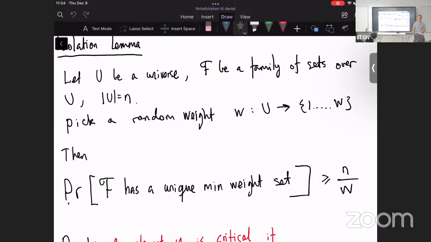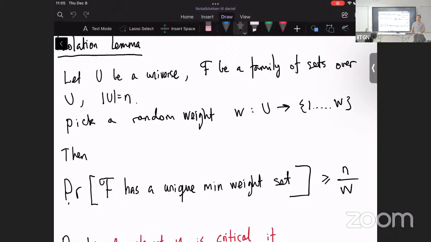And what the isolation lemma says is that if the number of weights you have is bigger than the universe, then with good probability, the minimum weight set will be unique, right? So if I have a universe of size n and I use 2n weights, then with probability at least 1/2, the minimum weight set will be unique.